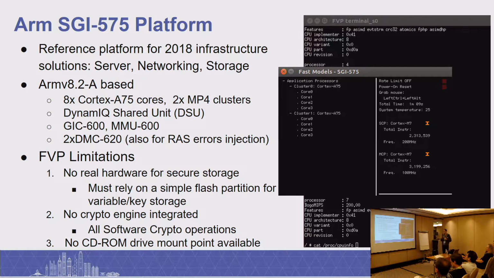The SGI-575 is a 2018 infrastructure platform, meant for modeling a server, networking or storage platform. It features eight Arm A75 cores on two clusters. It supports DSU with shared L3 cache. It has all the latest Arm IPs, so the latest GIC-600 interrupt controller, the latest MMU, and two DMC controllers for handling and also injecting RAS errors.